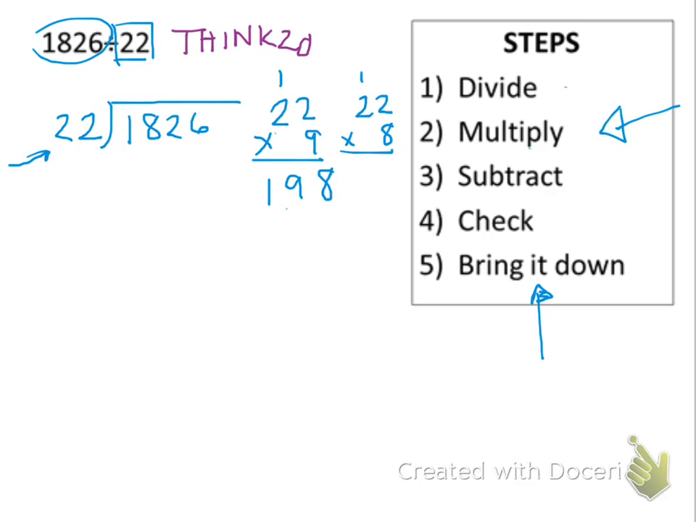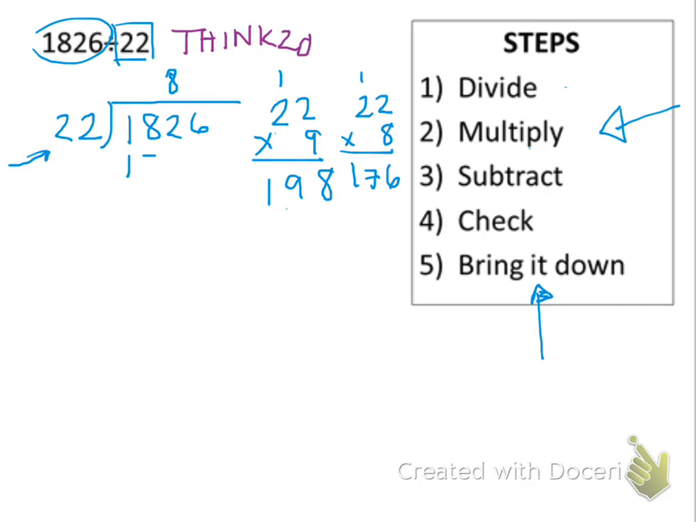8 times 2 is 16, and 8 times 2 is 16 plus 1 is 17. 176 is going to work. So I know my answer is 8. So I'll write the 8 up here. Again, make sure you line up everything very carefully. That's where a lot of people make mistakes.